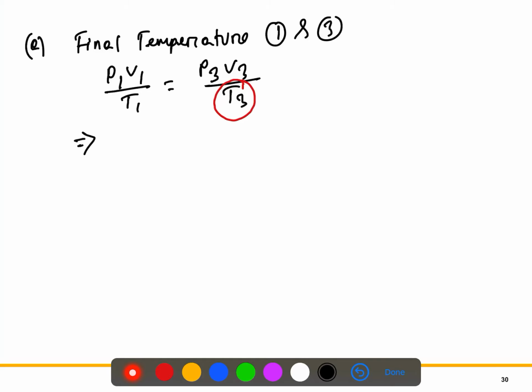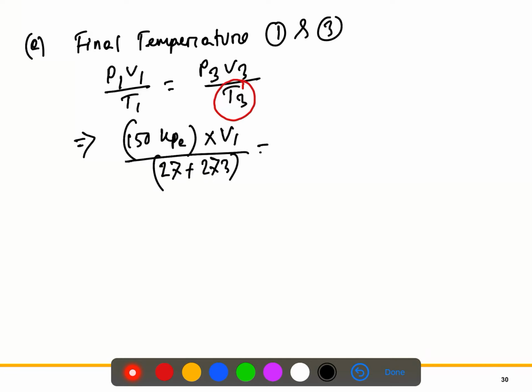P1 is 150 kPa, and V1 is 0.4, but let's put it this way and see how it goes. And T1 is 27, so if we convert it into Kelvin, plus 273.